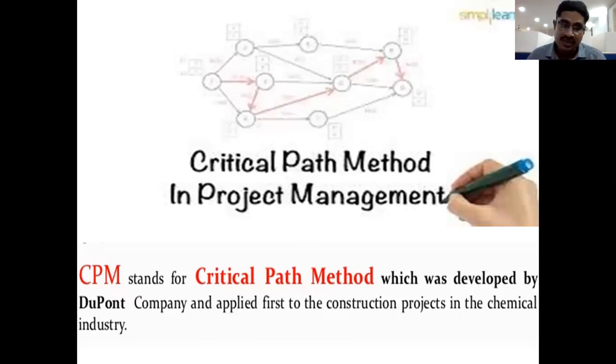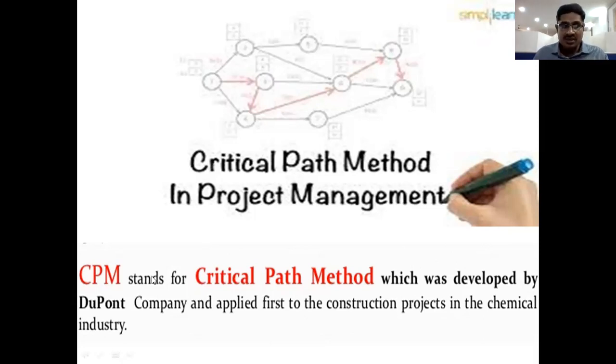Now, critical path method. In this critical path method, we find out each and every task of a project, or each and every future course of action planned, through this diagram. This diagram is called a network diagram. By using the CPM method, we can draw this CPM network diagram, and by using this network diagram, we can find out a critical path.